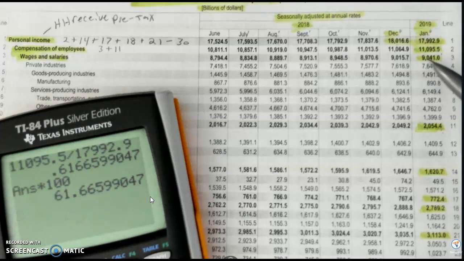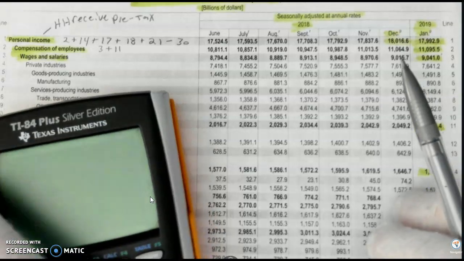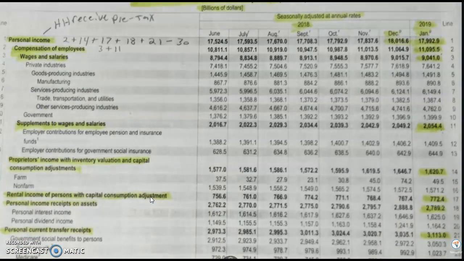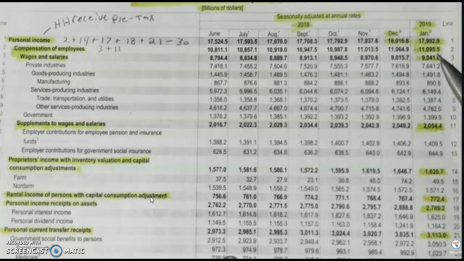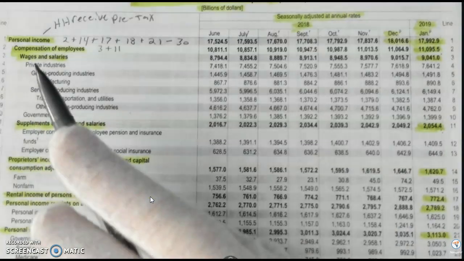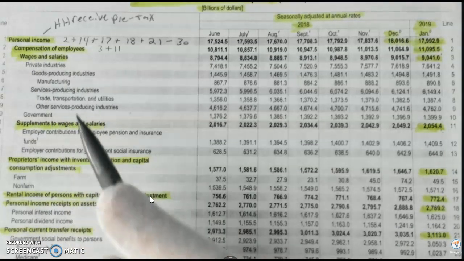Okay. And you could find out even more. You could say, well, of compensation of employees, what fraction was wages and salaries? You take this number and divide it by this number. Okay, so get comfortable with those calculations. I don't think anyone's surprised that compensation of employees is a big slice of the personal income pie, because most people go to work and sell their labor either for wages and salaries, right, or other supplements from their employer.